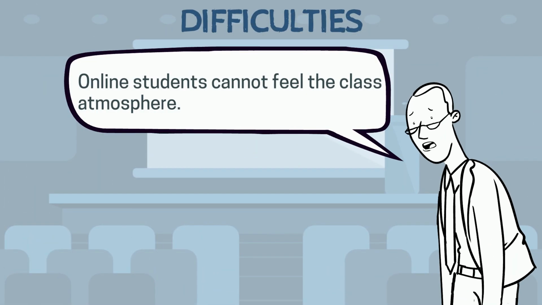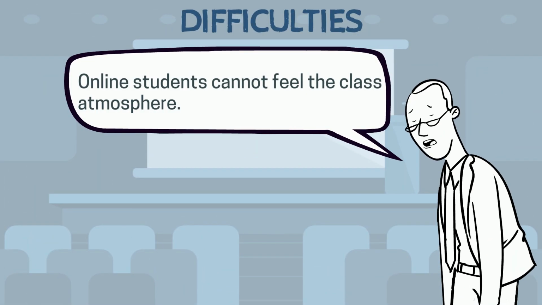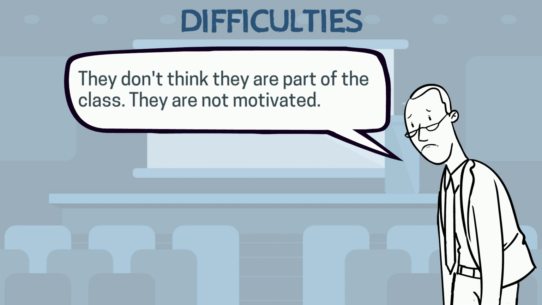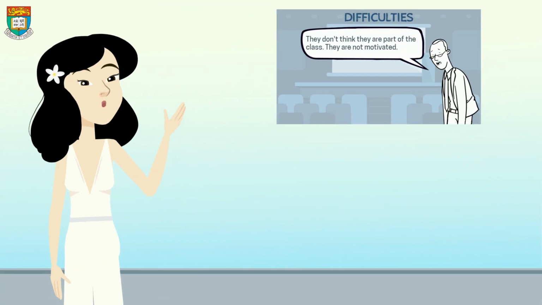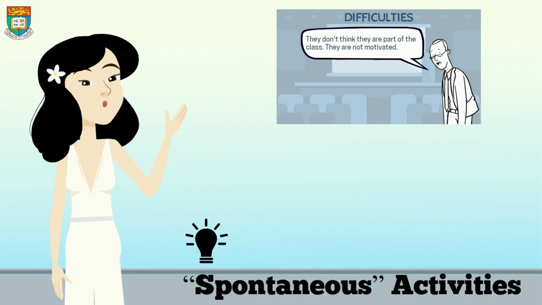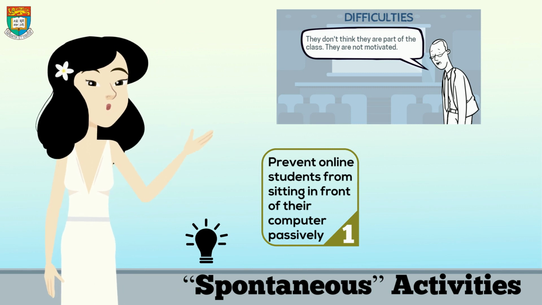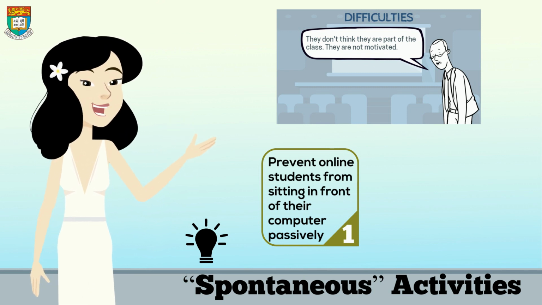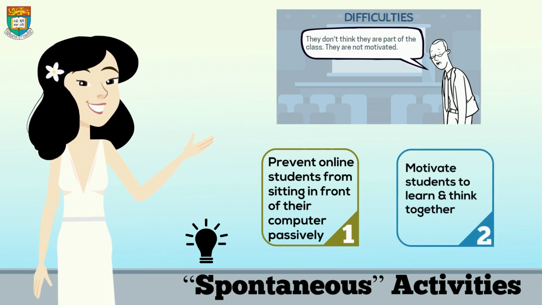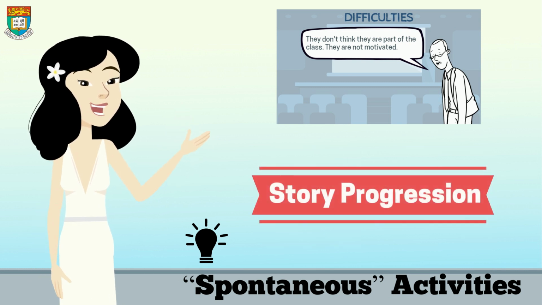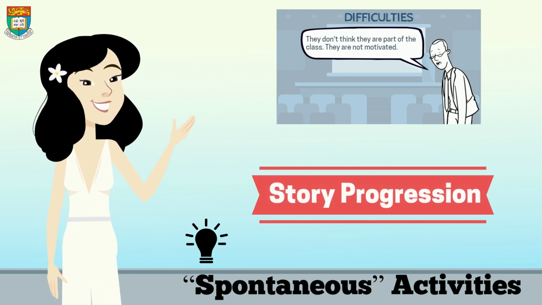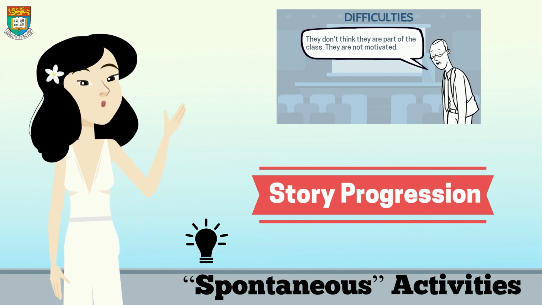Online students cannot feel the class atmosphere. They don't think they are part of the class. They are not motivated. Conducting 1 or 2 spontaneous activities is a practical strategy to prevent online students from sitting in front of their computer passively, and motivate students to learn together. Take story progression for example. Let's watch a video clip of an authentic class that I demonstrated.